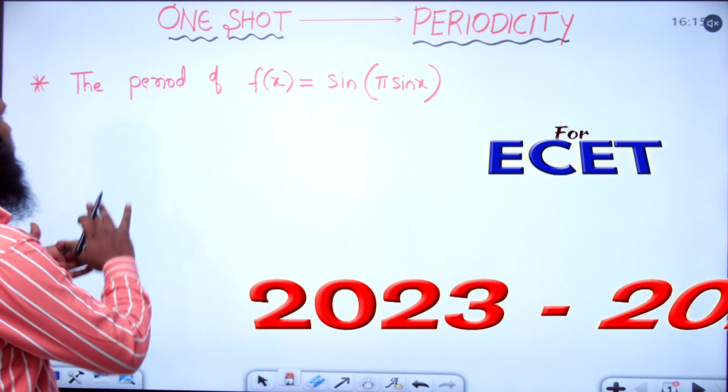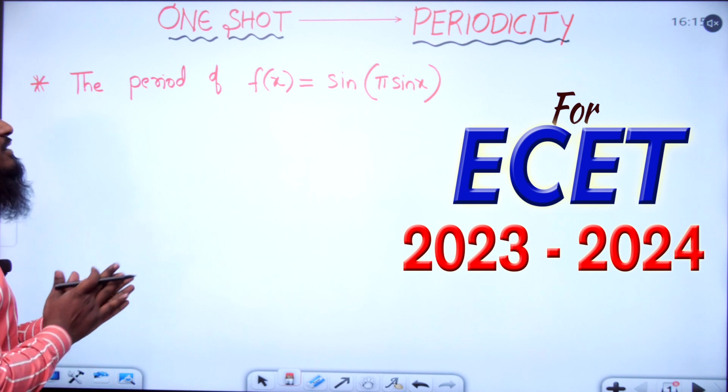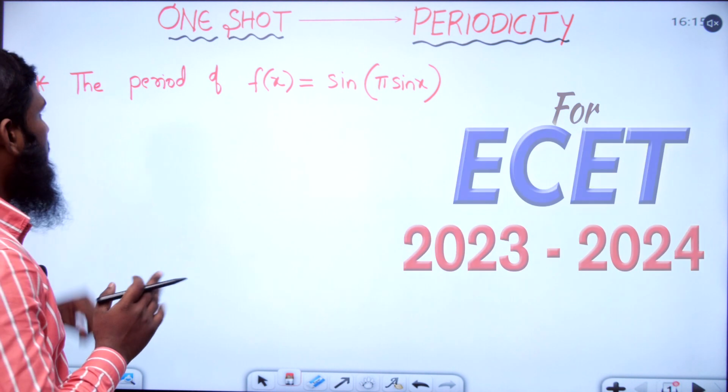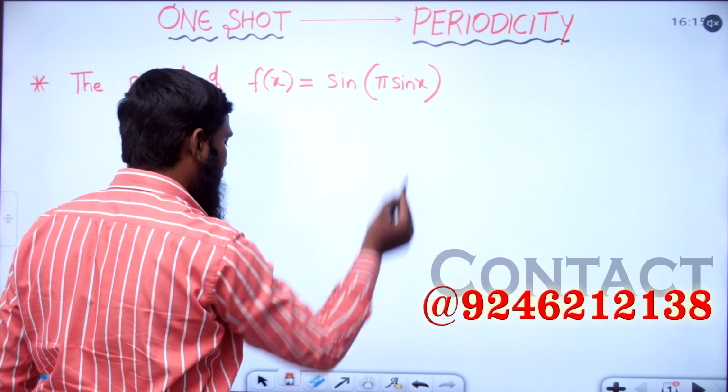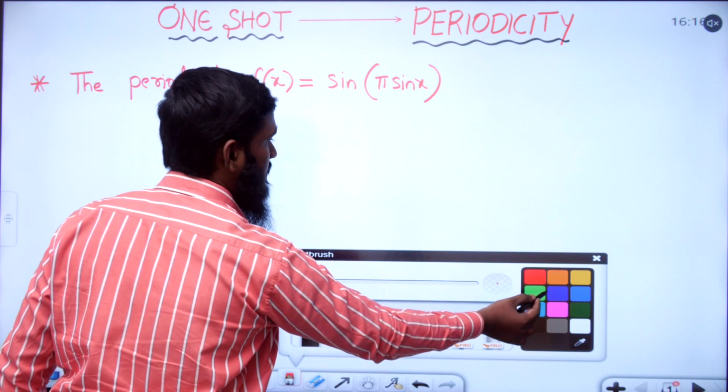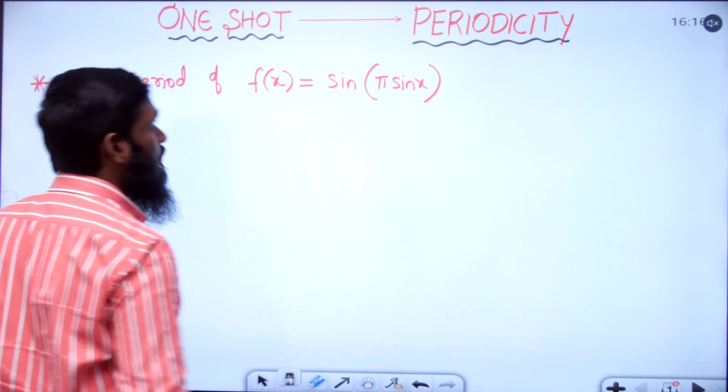Now let us concentrate over here. Our one-shot time-saving result: what is the question written over here? The period of f of x is equal to sine of pi into sine x. Listen carefully how we have to solve this one.